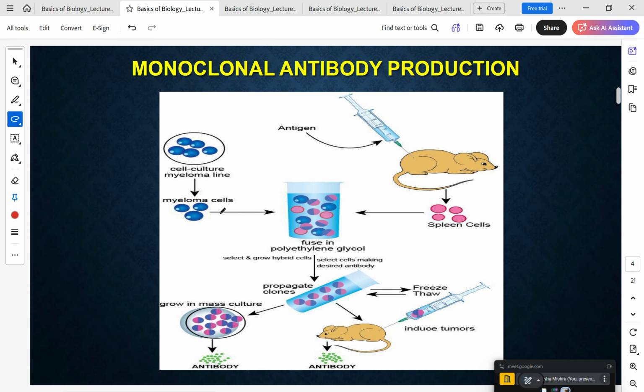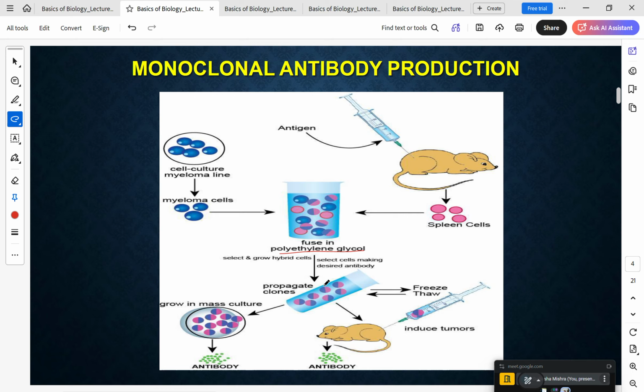So you first culture the myeloma cell lines, you inject the antigen into the animal, you collect the spleen cells, then you fuse the myeloma cells with the spleen cells in a polyethylene glycol solution. This allows for the fusion of the plasma membrane. These cells are then allowed to grow, and you can test whether antibody is present in the media, in the secretome of the cells. These cells can then be screened.